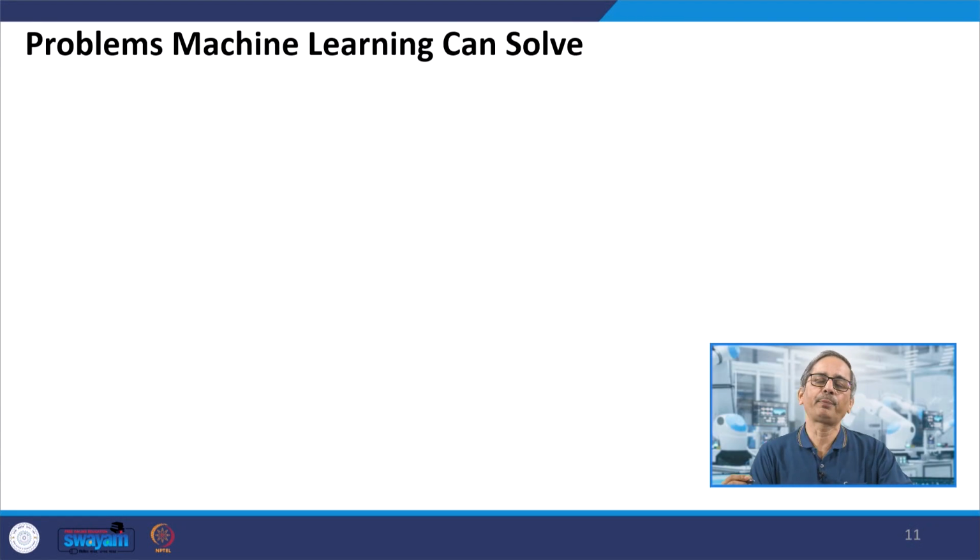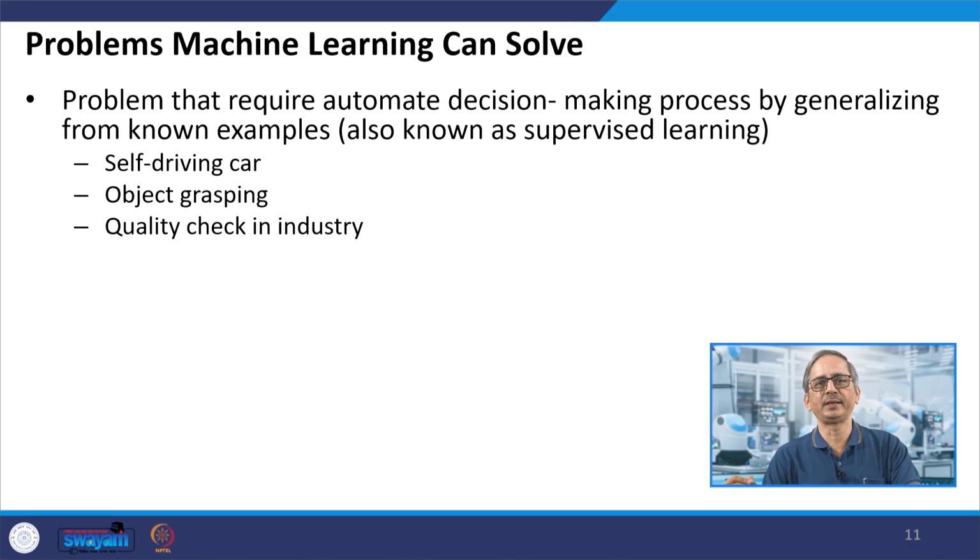So, what type of problem can machine learning solve? As a robotics engineer, what type of problem can I expect that machine learning can solve for me? The problems that require an automated decision making process, and that by generalizing from known examples. This is what we call supervised learning. I will be coming to much more detail on that a little later.